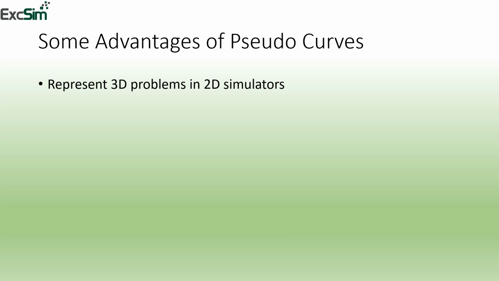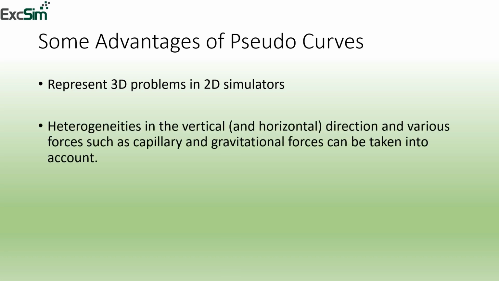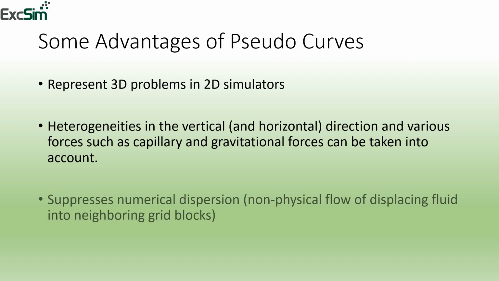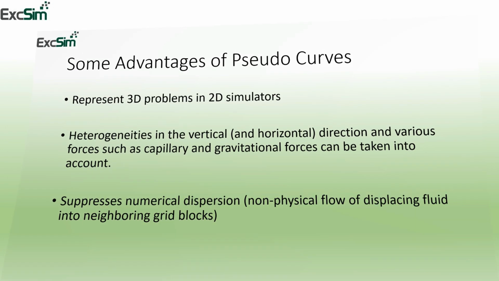Some advantages of pseudo curves: they let you represent 3D problems in 2D simulators, heterogeneities in the vertical and horizontal direction, and various forces such as capillary and gravitational forces can be taken into account. Furthermore, they suppress numerical dispersion, which is a non-physical flow of the displacing fluid into neighboring grid blocks.